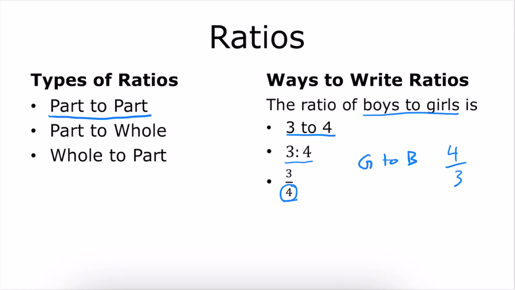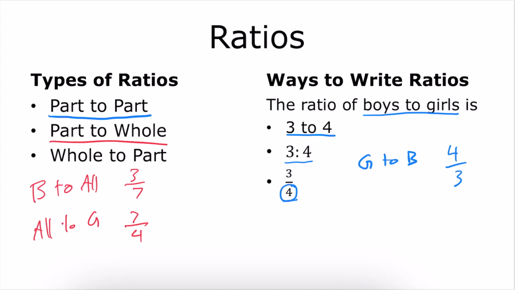But you can also have part-to-whole ratios. For example, using the same situation, if you have 3 boys for every 4 girls, that means you have 7 kids total. So you could do a ratio of boys to all, and that would be 3/7. Or you could have done a ratio of all to girls, and that would have been 7/4. So there's lots of different ratios you can write to represent the same information.